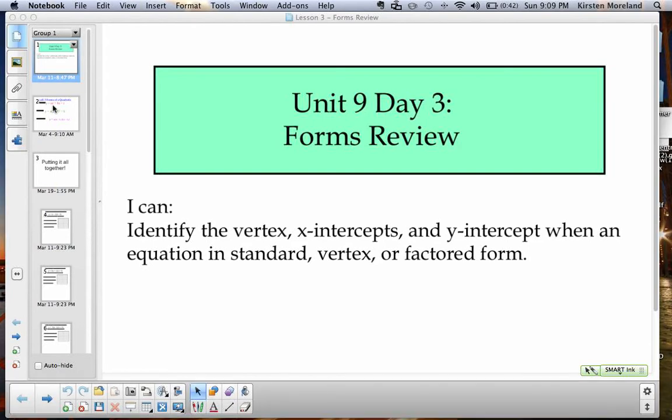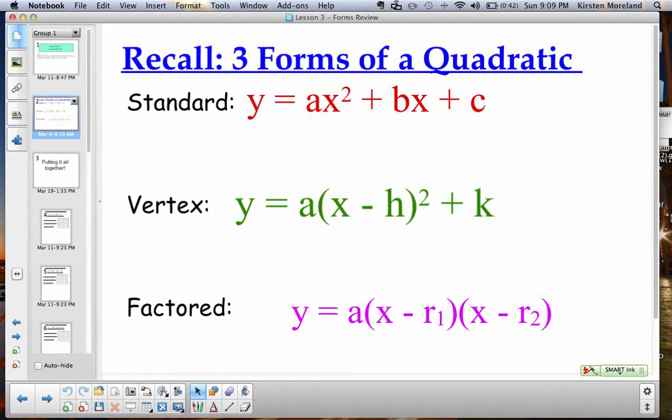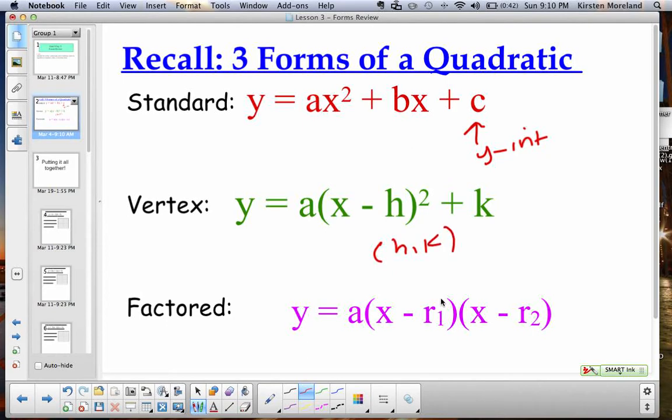So, this is putting it all together, all three forms, and I really want to stress that standard form gives you the y-intercept, vertex form gives you the vertex (h, k), remember it's the opposite sign of the inside, and factored form gives you the roots or the zeros, remember it's always the opposite sign, so it's (root 1, 0), that's how we write it. Again, it just gives you the x-intercept.